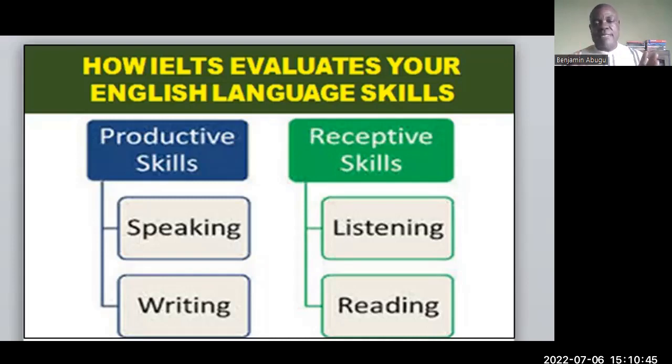Now, writing and speaking are productive skills. And there are 4 criteria for scoring these productive skills. In writing, you know, vocabulary is one of the criteria for scoring your writing. And in speaking, fluency is one of the criteria. So that is exactly what it is.